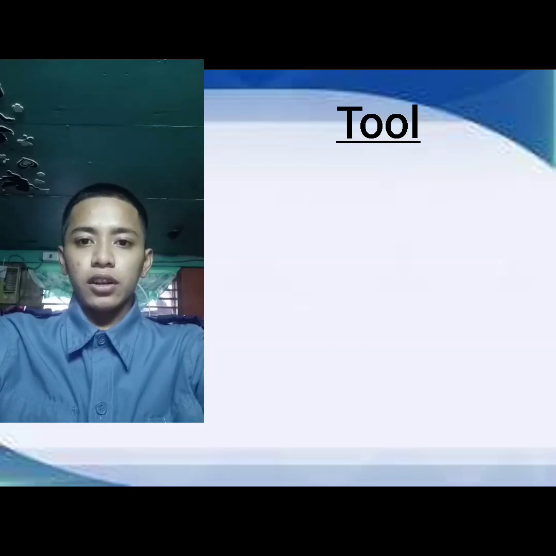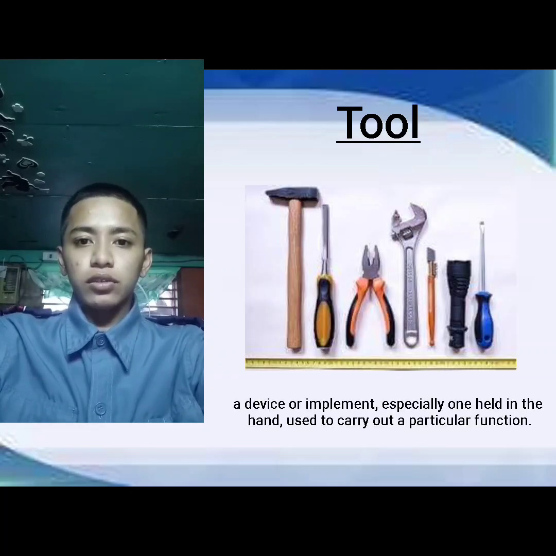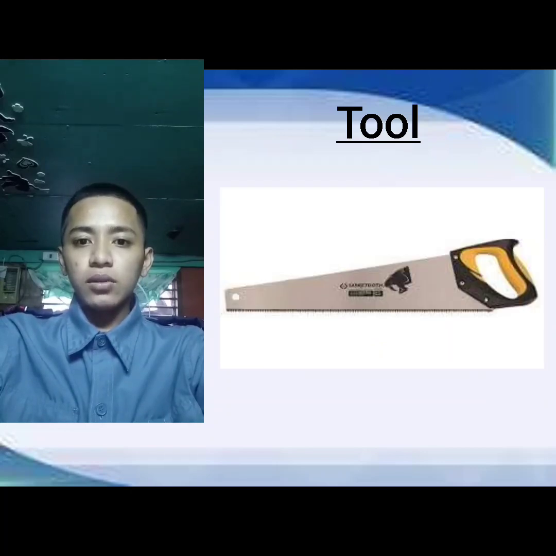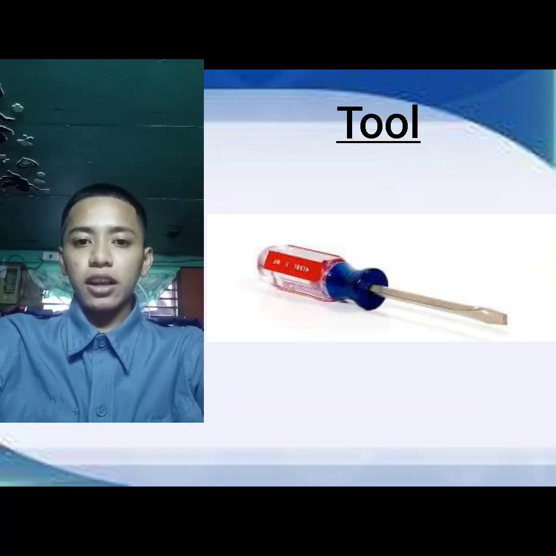First, tools. Tools are used at the scene of the crime. Tools help in the criminal investigation, to find out the same marks on an object. Examples of tools: drill, saw, screwdriver, and etc.